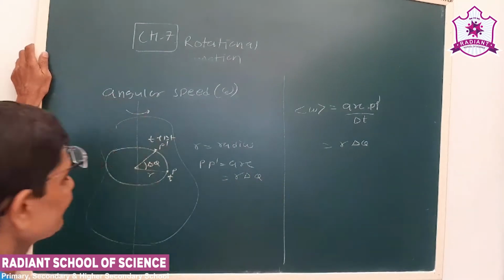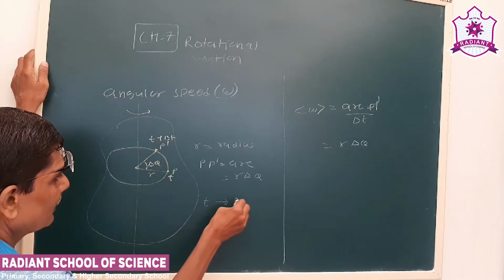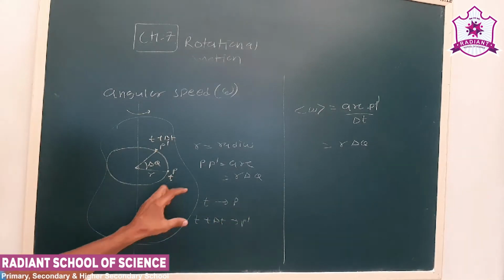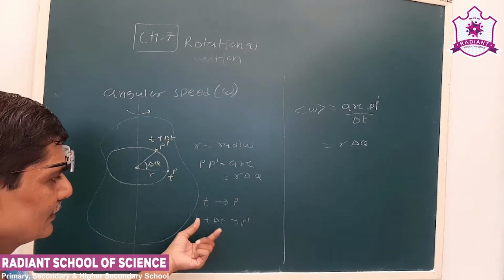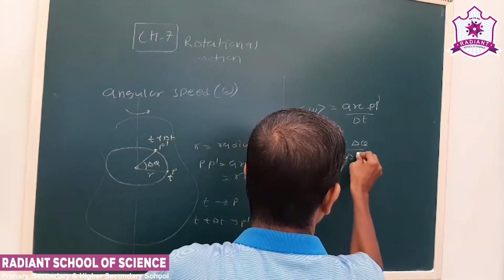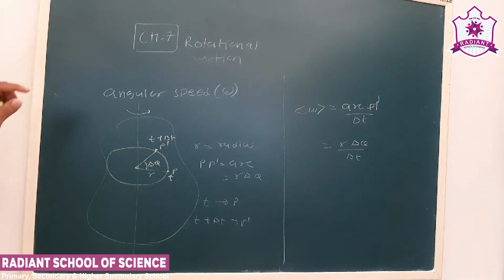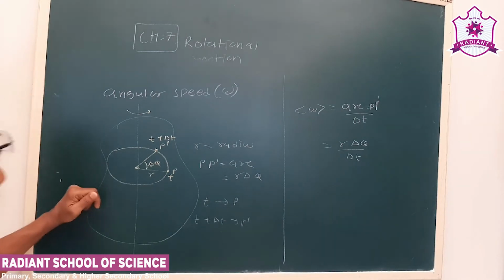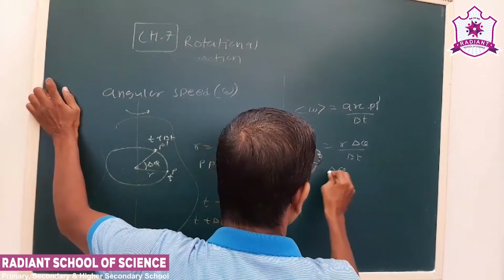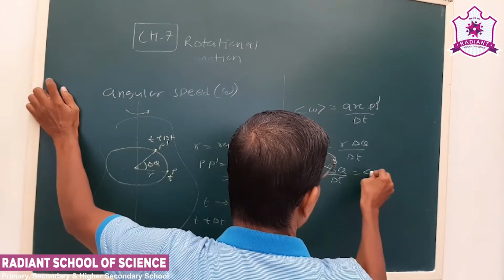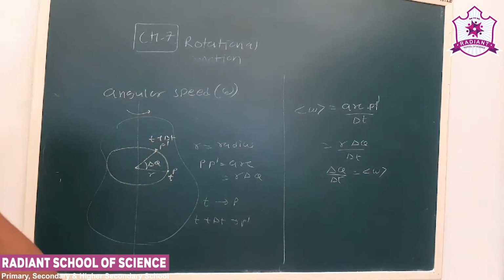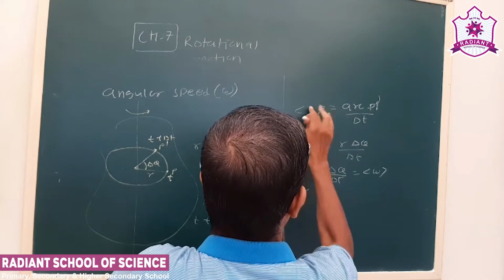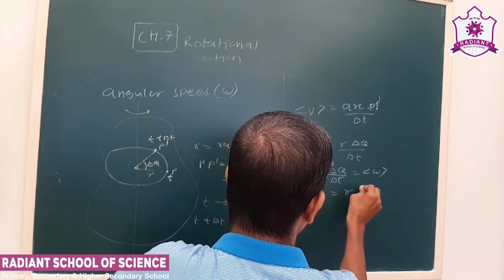See the time interval. At time t the position is p, and at t plus delta t the position is p dash. So the time interval is delta t. Just as we write delta r upon delta t as the speed, here delta theta upon delta t is called the average angular speed. The linear speed is v equal to r into omega.